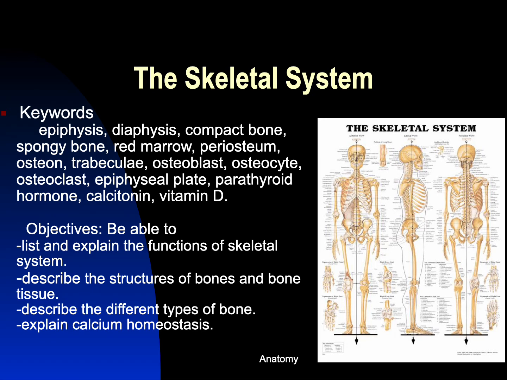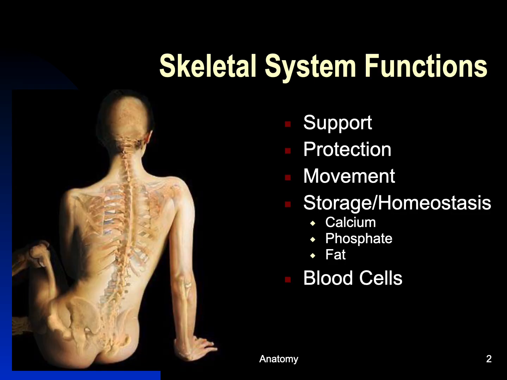Okay, we're starting chapter 6 on the skeletal system, and we're going to give our introduction here, talk about functions of the skeletal system, the structures of bone tissues, and cells in bone. So, functions. The skeletal system provides support and protection for other organs.